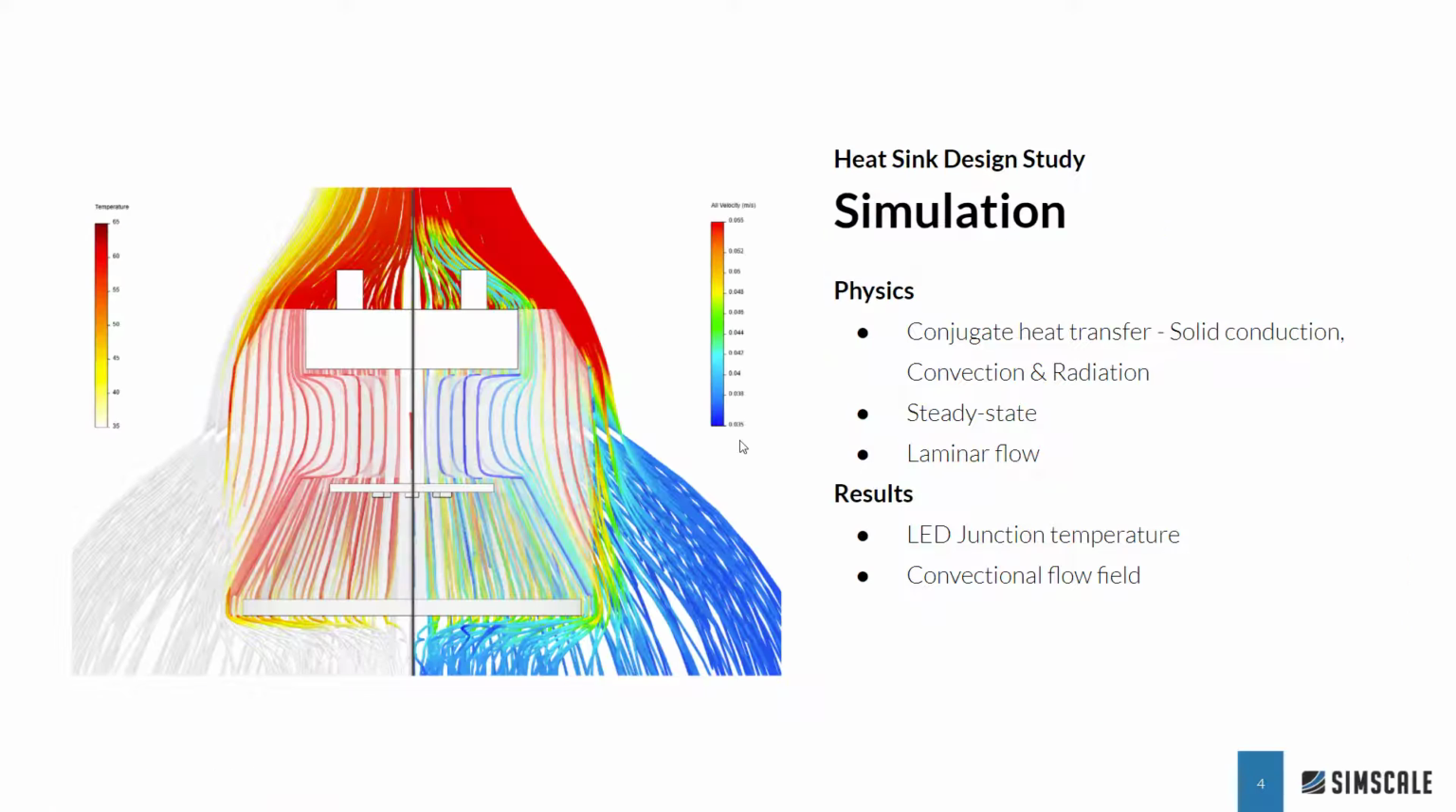The analysis type that we're going to be using is a conjugate heat transfer simulation. This is a coupling of your flow physics, based on finite volume method CFD, coupled with heat transfer capabilities as well. That gives us the ability to look at conduction within the solids, convection within the fluid, air in this case, and also radiation between the solid surfaces.